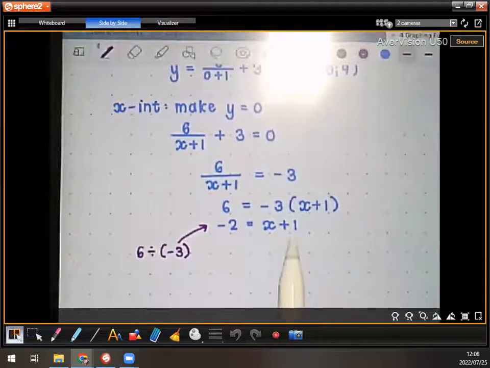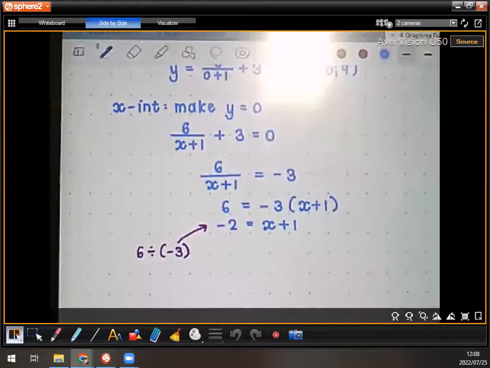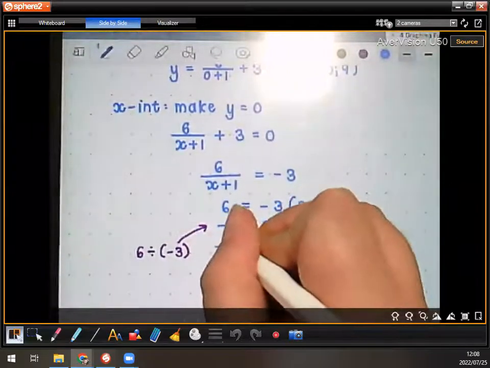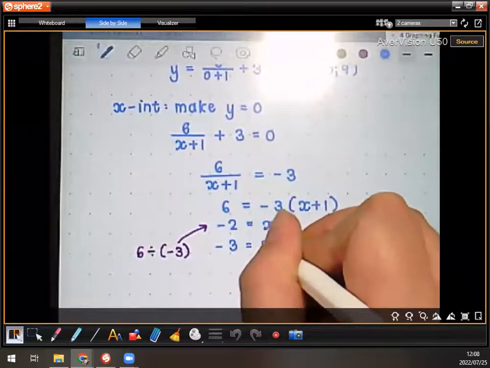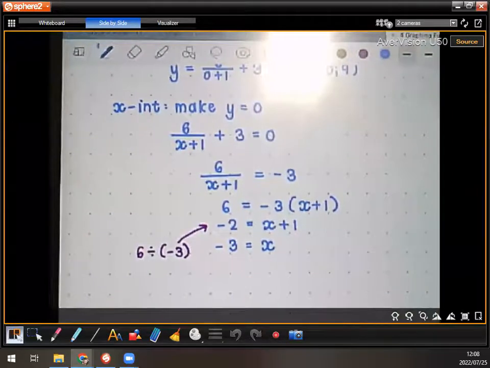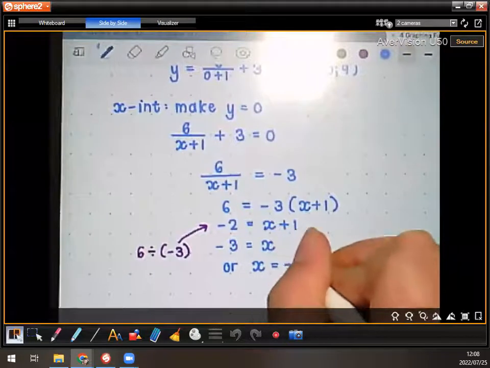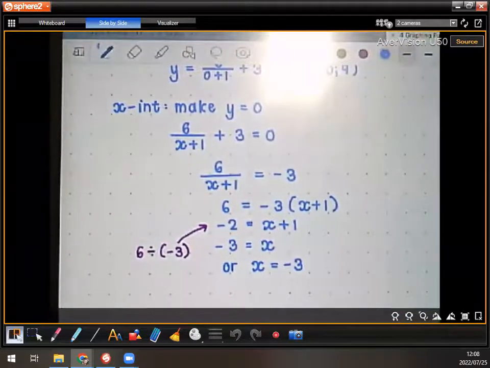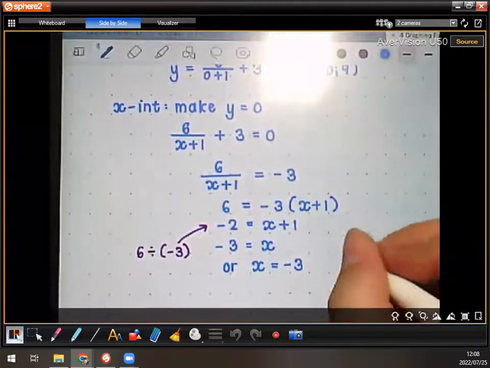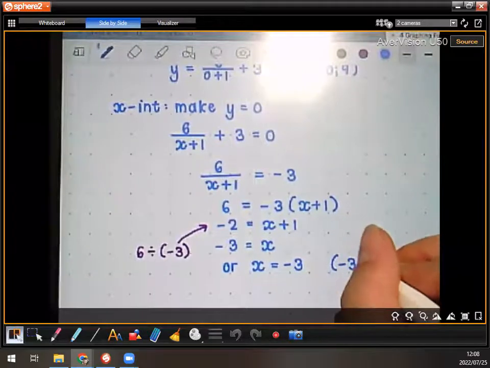Okay, you see why that's sorted out? Now all we need to do is move this 1 over. Okay, what is the opposite of adding 1? Subtracting 1. So what's negative 2 minus 1? Negative 3. You can write negative 3 is equal to x, or you can write x is equal to negative 3. So our x-intercept is negative 3.